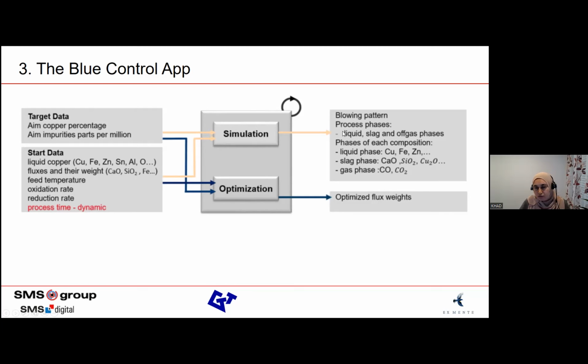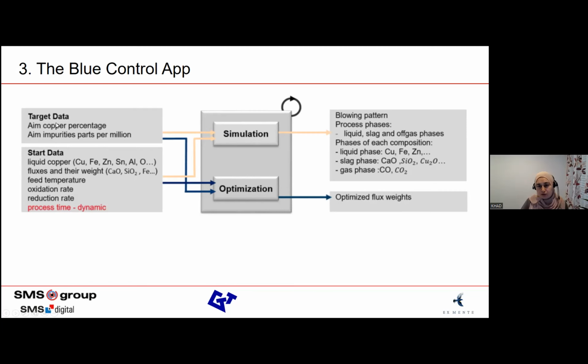What you will get from the simulation is the evolution of the liquid, the slag, and the off-gas phases during this process time, and the composition of each phase during this process time as well. But in fact, the target data that are inputted here are not directly considered in the simulation; they are used just for visualization. So you will see, based on the input data that you gave, where you are going to end up at the end of your process, once the refining, for example, is done. You will see how close or how far you were from your targets.